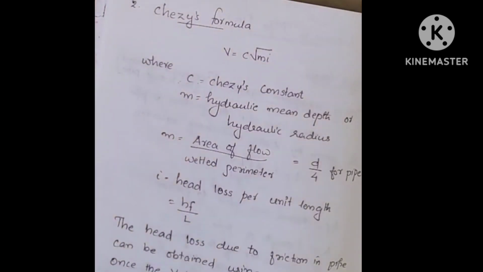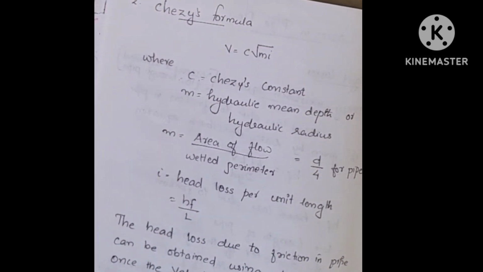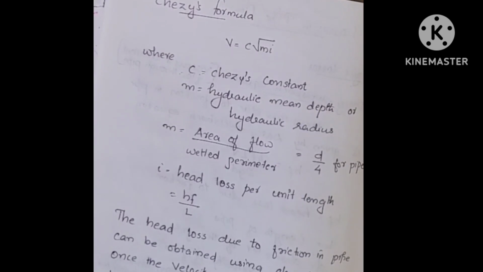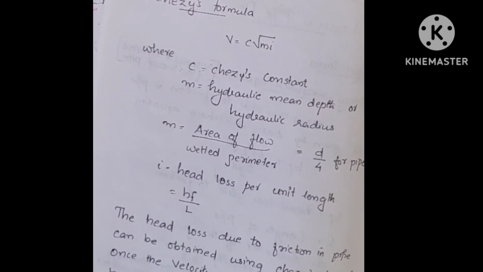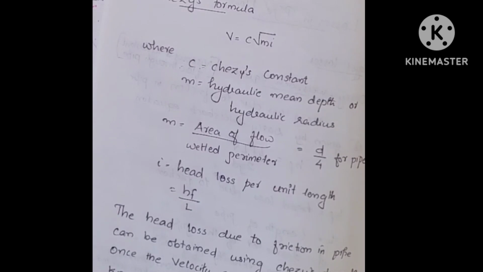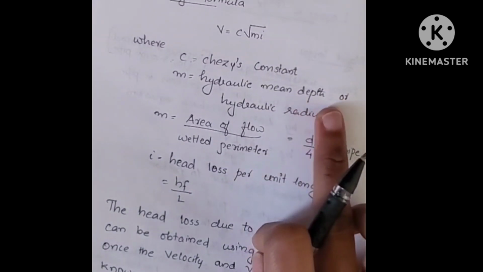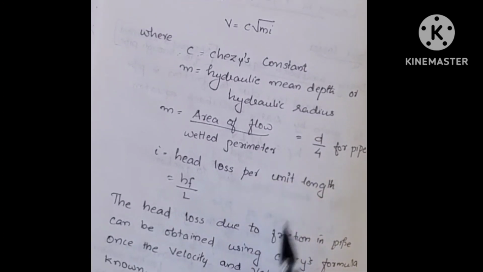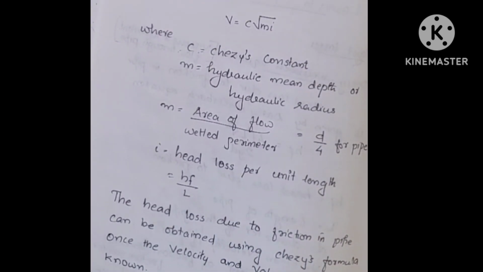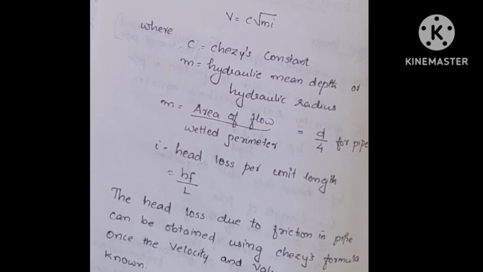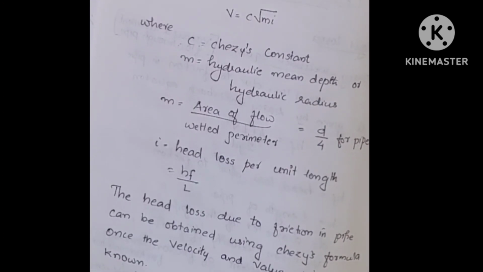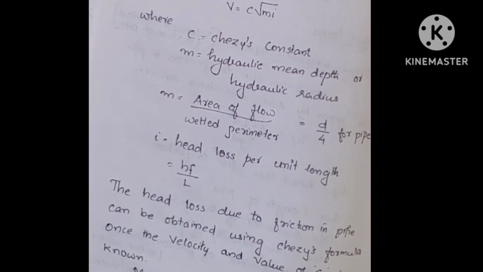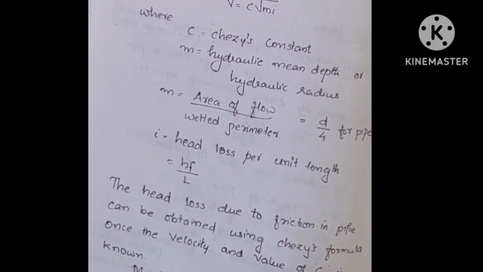Next one is Chezy's formula. Head loss due to friction in pipe can also be found out using Chezy's formula, and it is given by V is equal to C root mi, where C is Chezy's constant and m gives the hydraulic mean depth or hydraulic radius, and i is head loss per unit length. And hydraulic mean depth m is found out by using area of flow by wetted perimeter, that is D by 4 in case of pipe.